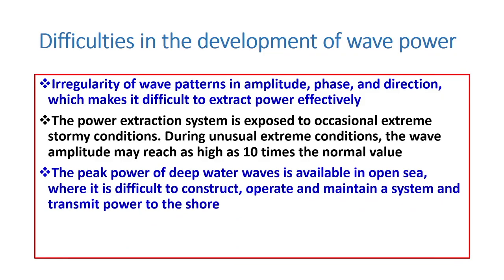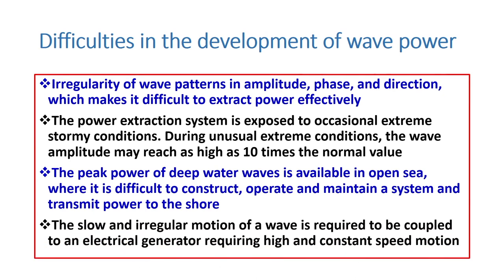The peak power of deep water waves is available in the open sea, where it is difficult to construct, operate and maintain a system and transmit power to the shore. This is one of the biggest challenges. And the fourth challenge is that the slow and irregular motion of the wave is required to be coupled to an electrical generator requiring high and constant speed motion. Here the wave is not uniform, it varies. So how to make it operational is one of the challenges.